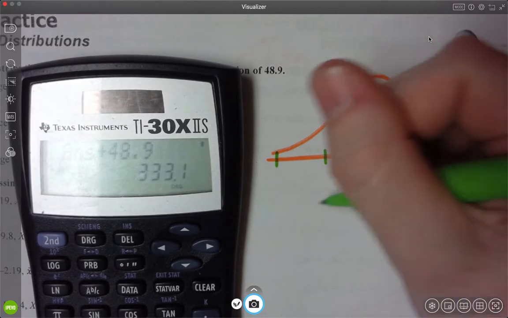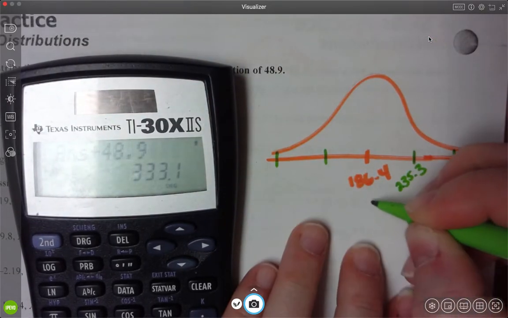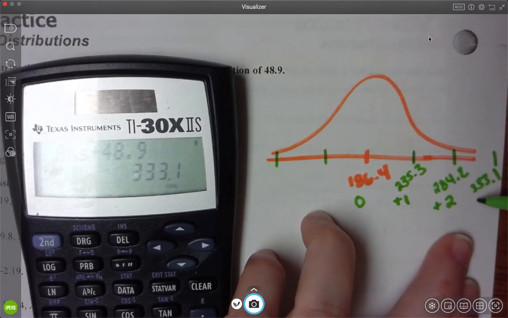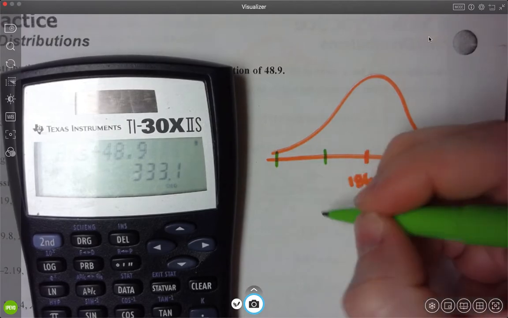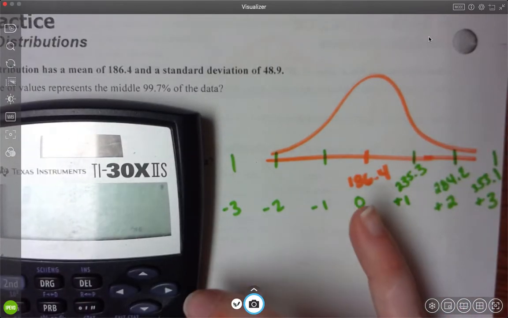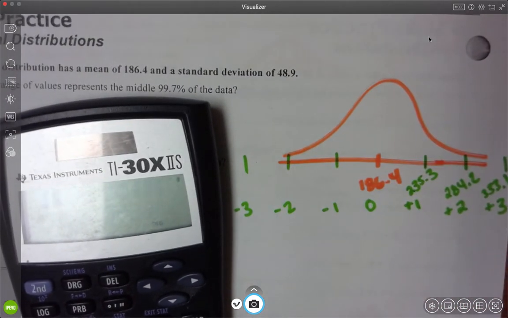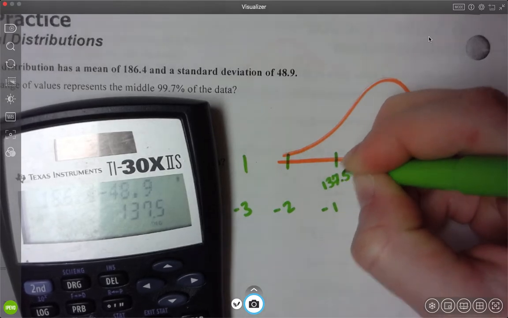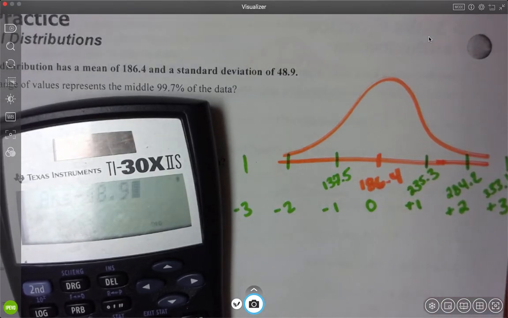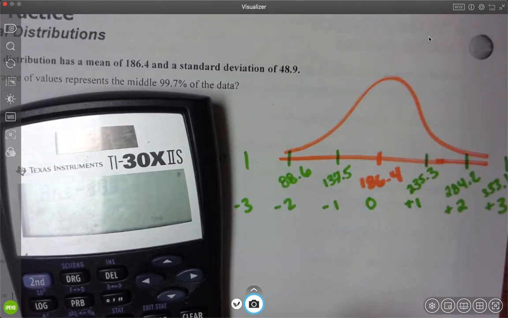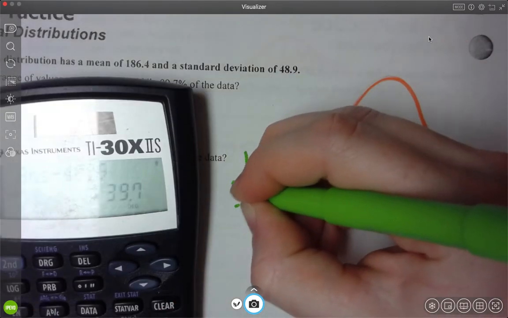Now I'm going to do the opposite direction. I'm going to start subtracting. This one was at 0; I added 1, I added it twice, and I added it a third time. Here I'm subtracting it once, twice, and a third time. So let's figure out what these numbers are. 186.4 minus 48.9 is 137.5, minus another 48.9 is 88.6, and minus another 48.9 is 39.7.